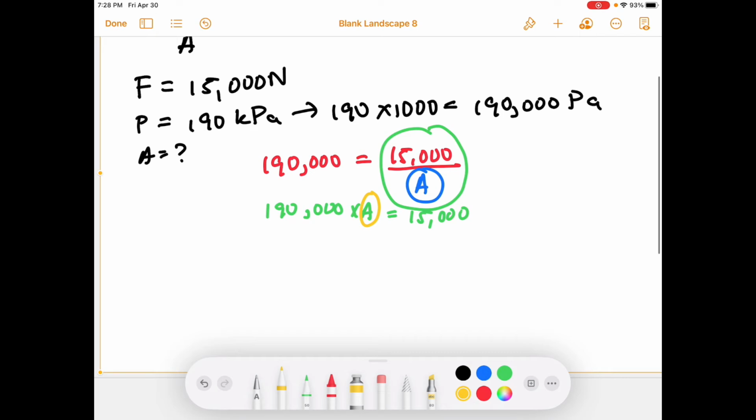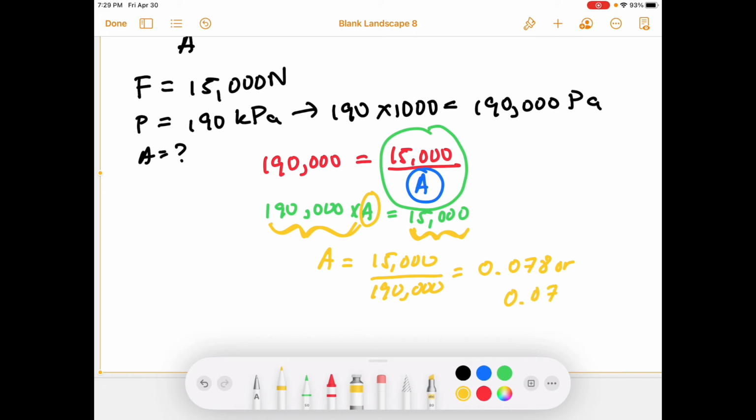Now, we still have to get A by itself again. So how do we do this? So if we're multiplying on this side, we have to divide on this side. In order to get A by itself, we have to leave A on this side. So A equals, and again, if we're multiplying on this side, we have to divide on this side. So it would be 15,000 divided by 190,000. And that is going to give us 0.078, or if you round it up, 0.79 meters squared. Do not forget your units.